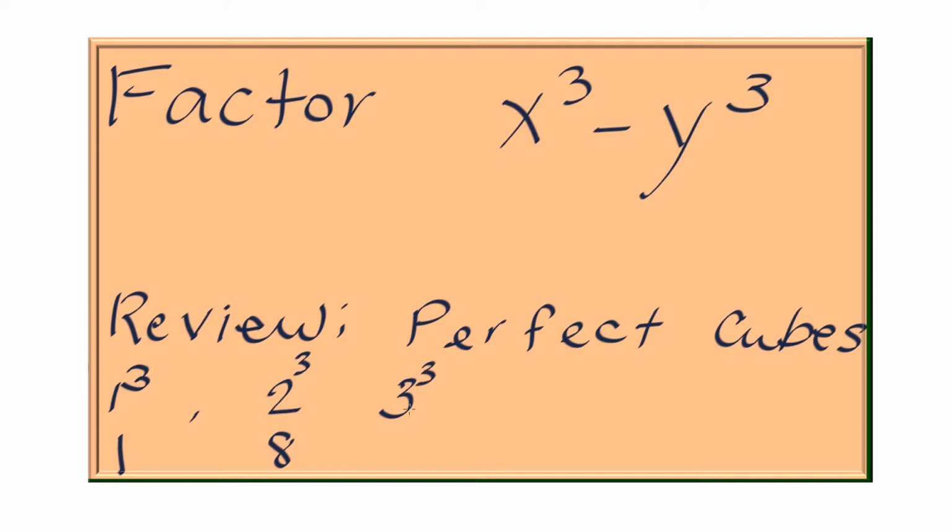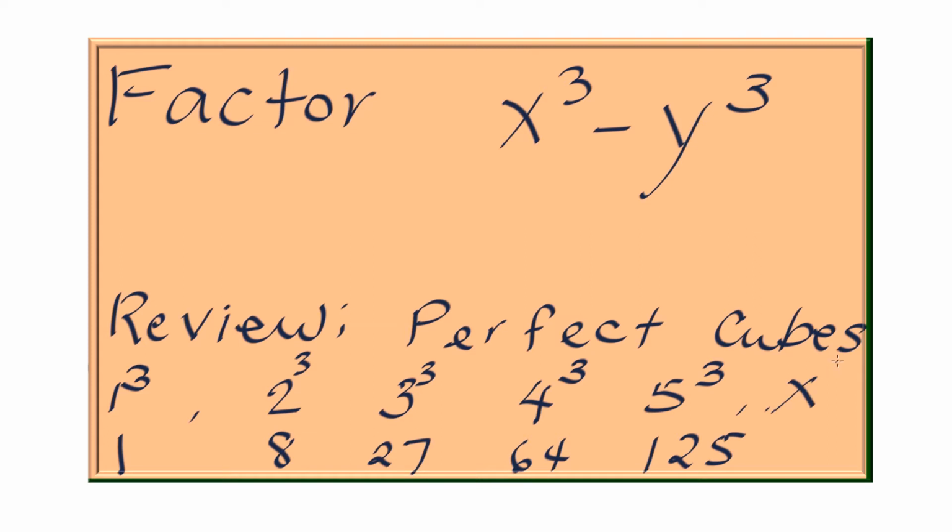Raise 3 to the third, you get 27. 27 is a perfect cube. 4 cubed is 4 times 4, 16 times 4 is 64, is also a perfect cube. Say 5 to the third, that's 5 times 5 times 5, which is 125, is a perfect cube. Okay, and you can keep moving: 6 cubed, 7 cubed. Using variables, obviously if we have x raised to the third, that's a perfect cube. So when we have a difference of cubes, how do we factor those types of polynomials?